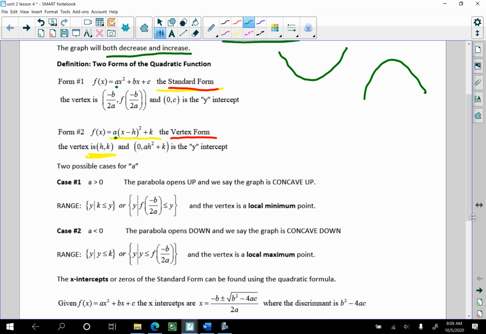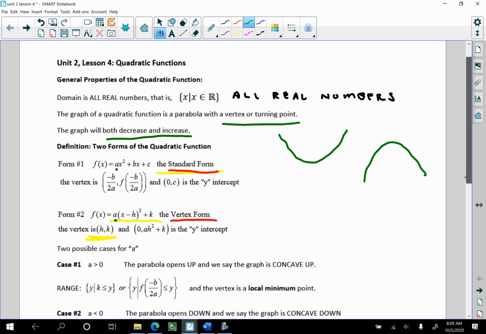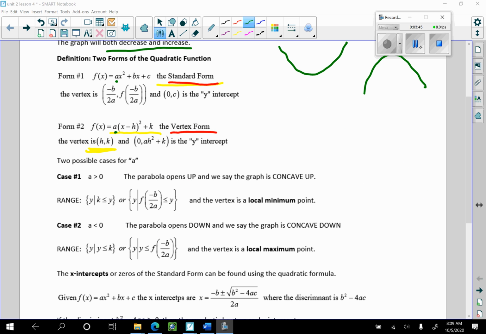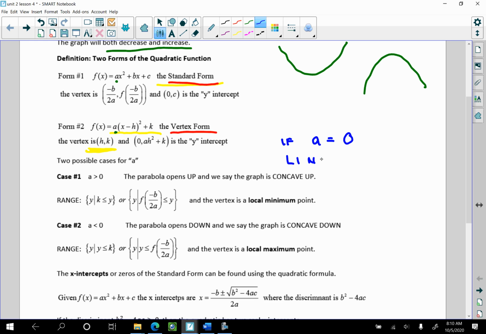There are two possible cases for a. a is either positive or a is negative. What happens if a is 0? Two cases for a: a is positive or negative. a cannot be 0. If a is equal to 0, then we're talking about linear functions. And this lesson is not about linear functions. So a cannot be 0 here. a does not equal 0.